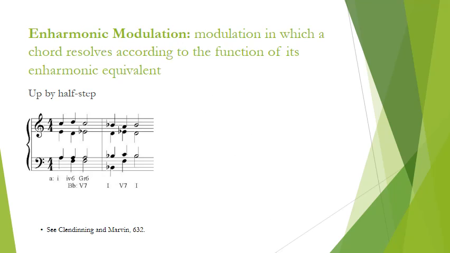By enharmonically reinterpreting a German augmented sixth as a dominant seventh, we can modulate to the key a half step above the original tonic, as you saw in the Beethoven example, and as you can see in the example here, which modulates from A minor to B flat major.